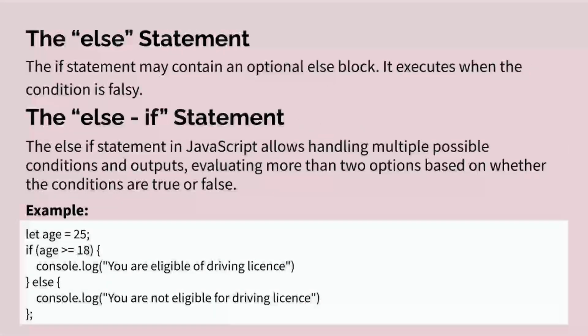The second conditional statement in JavaScript is the else statement. The else statement is the optional part of the if statement that will get executed when the condition of the if statement is false. Another conditional statement in JavaScript is the else if statement. This allows us to handle multiple possible conditions and outputs, evaluating more than two options based on whether the condition is true or false. The example is shown on the screen.